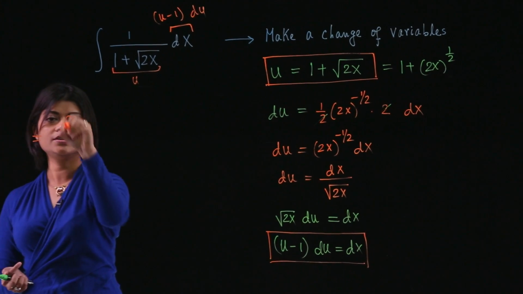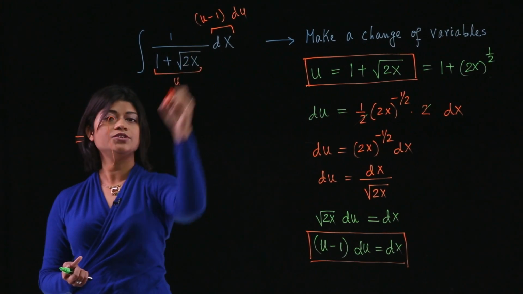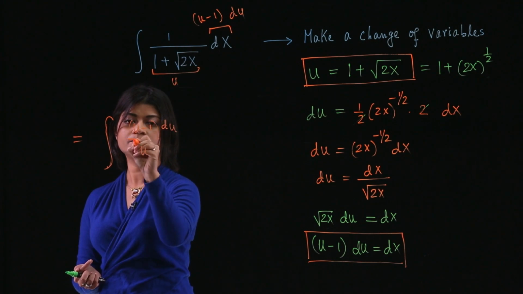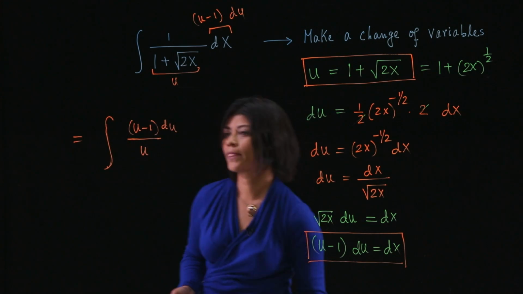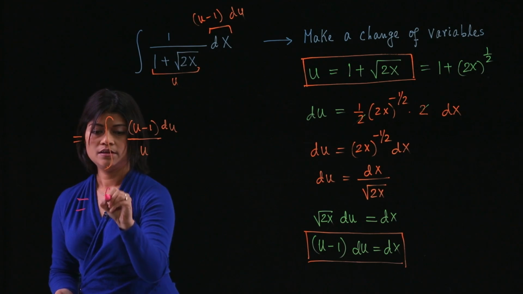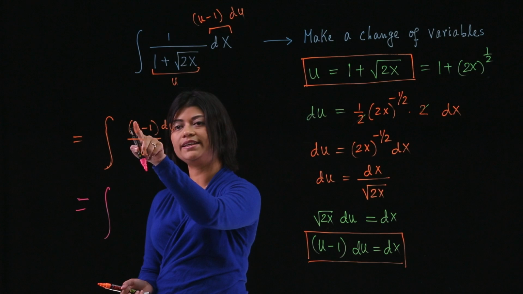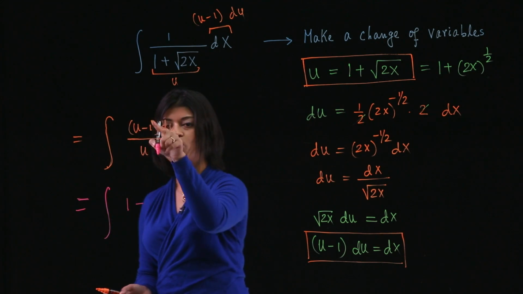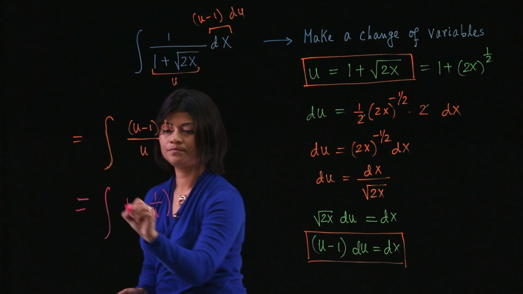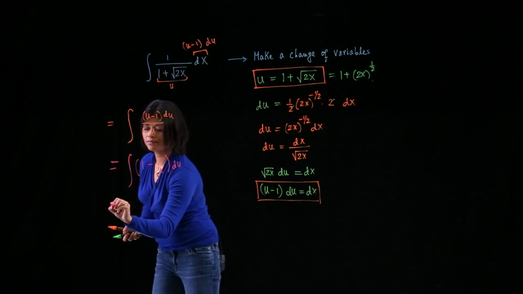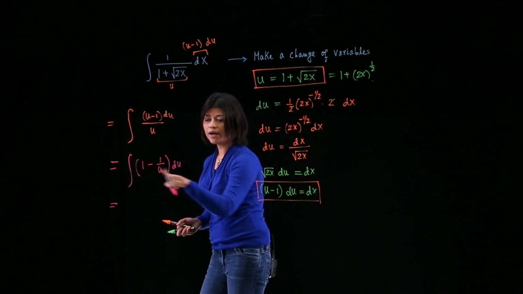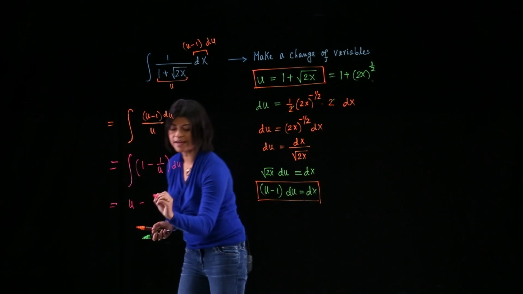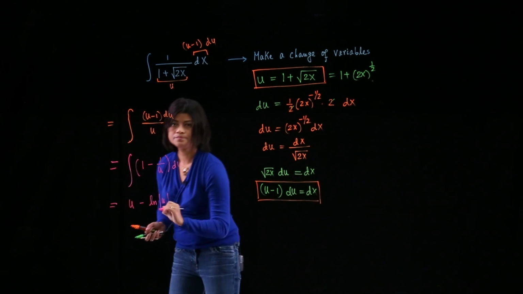Okay, so let's rewrite this integral. In the numerator, we have u minus 1 times du, and then denominator is just u. Okay, now we have to solve it. Notice that first you can divide each term on the numerator by u. So you will have u divided by u, that's 1, minus 1 divided by u. And then you can evaluate this very easily. What is the antiderivative of 1 du? Is just u, minus antiderivative of 1 over u du is natural log of absolute value of u plus c.